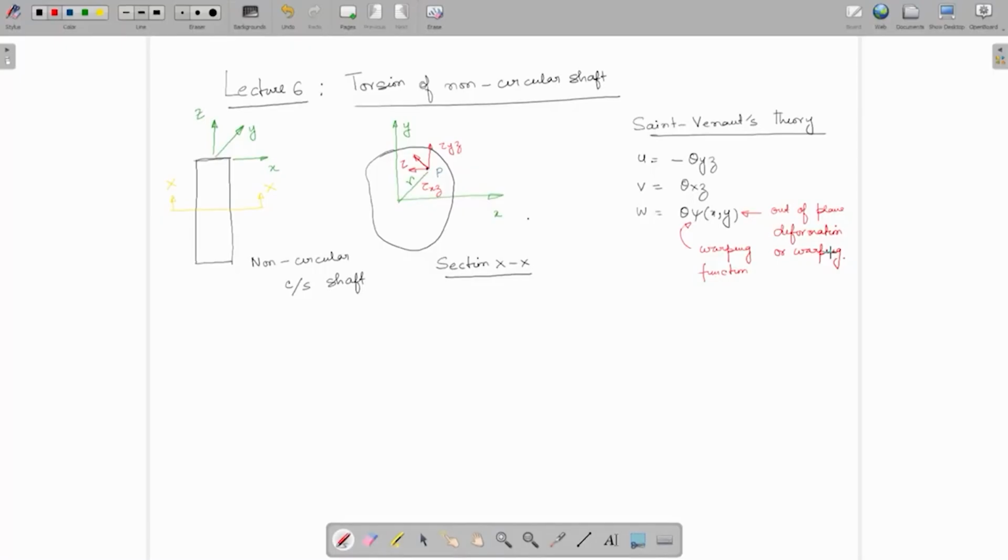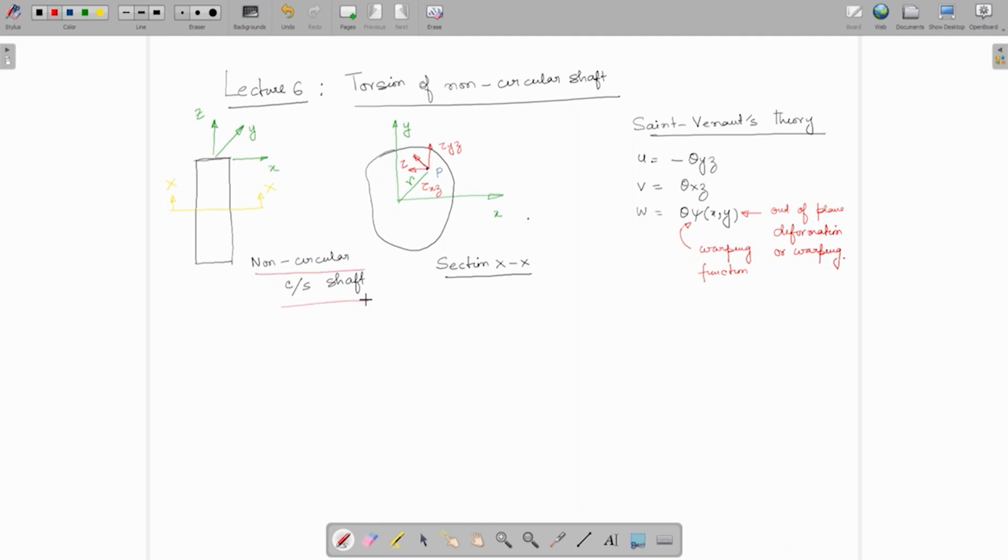Hello everyone, welcome back to the aerospace structural analysis. Today we will be going to lecture 6, the second week, first lecture, which is lecture 6. It will be the torsion of non-circular shaft, which we started in the last lecture and will be continued in this lecture. So, let us assume a shaft which is shown here, which has a non-circular cross section.